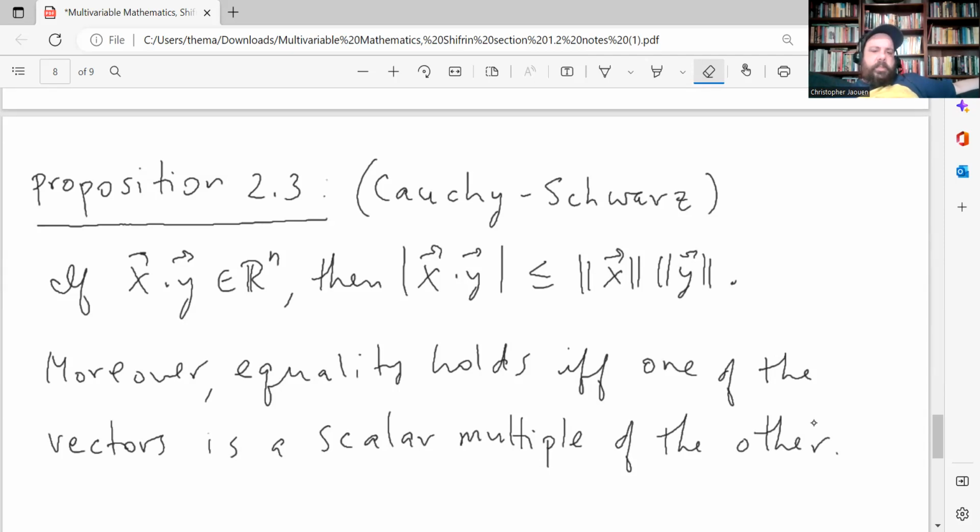So if x and y are in Rn, then the absolute value of x dot y is always less than or equal to the length of x times the length of y. And moreover, equality holds if and only if one of the vectors is a scalar multiple of the other. So let's prove this theorem.